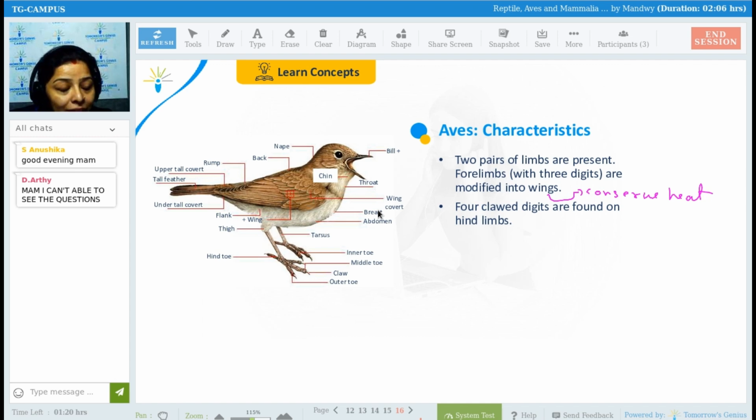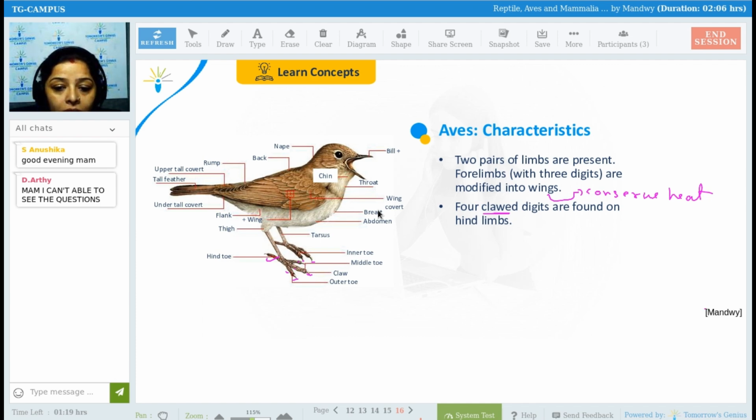Their hind limbs, as we know, are covered by scales but not feathers, and the hind limbs have digits. Four digits: three are the front toes, and only one is the hind digit or hind toe. All the digits have claws, curved nails. Clear? Yes.